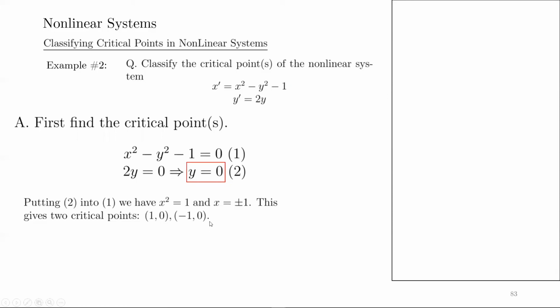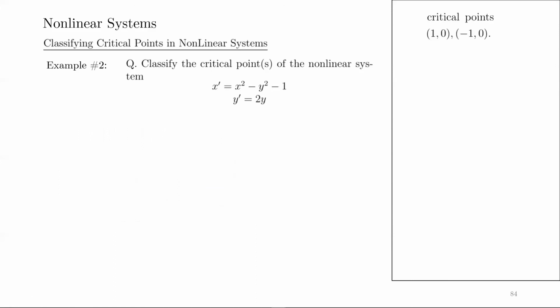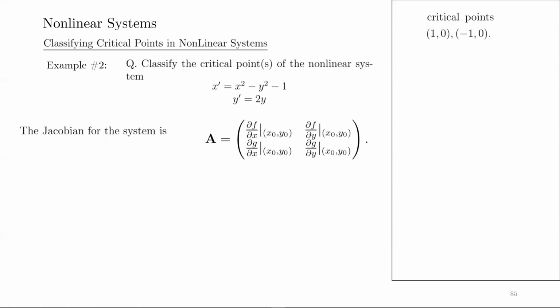Notice here that the origin is not a critical point. Because even though the second equation is 0 when y equals 0, the first equation is not. It would be equal to negative 1 at the origin. So it's not a critical point. So we have 2 critical points. We can calculate the Jacobian matrix fairly easily.